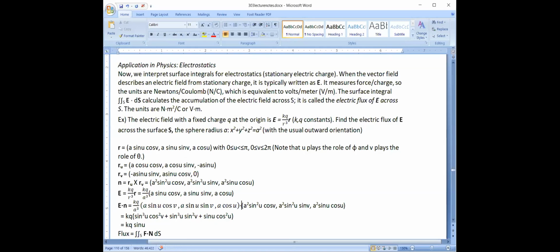So here's your vector field E, and here's your normal vector little n. So taking the dot product, you wind up with something nice actually happens. You get an a and an a squared all over a cubed, so all the a's will actually wind up canceling. So you get kq as your constant.